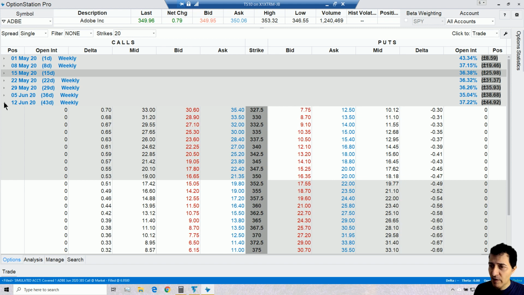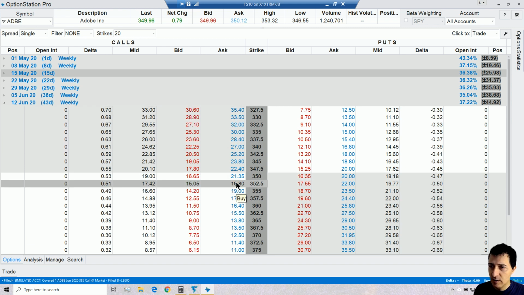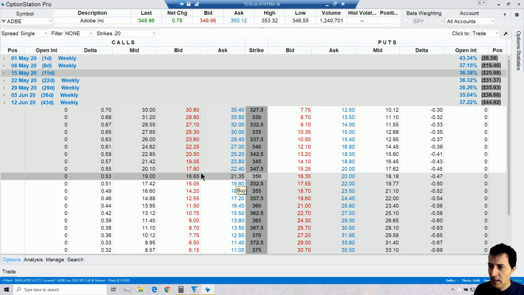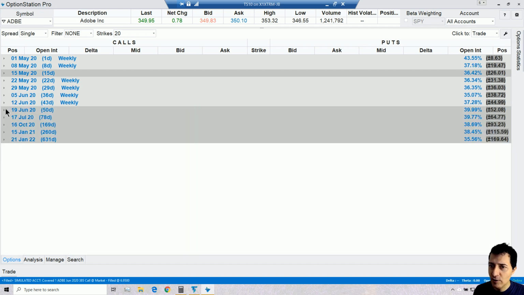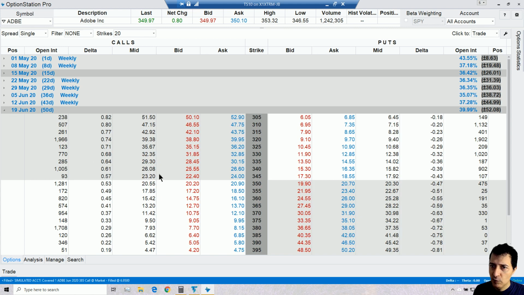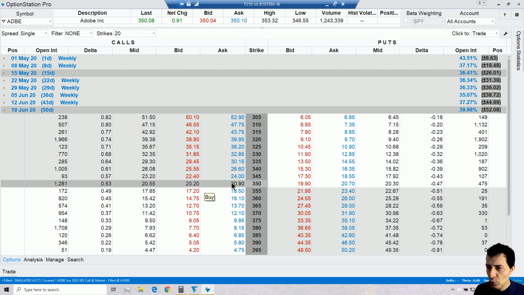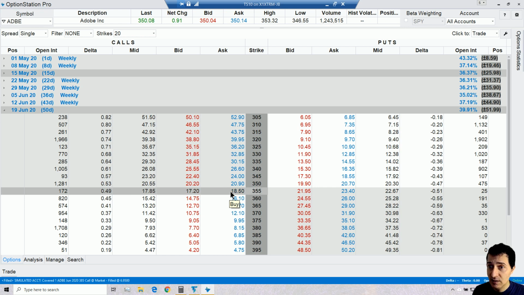I am very concerned about using the weekly expiration date on Adobe for liquidity purposes. You can see the 350, you got 16 to 21. So you got like $5 of spread. You would lose $500 just to get in and out of this trade, which is not reasonable. The monthly 19th of June should be much better. 20 to 20.90. So you lose $70 to go in and out instead of losing $500. Certainly, this is going to be the expiration date to be used, based on our rules.